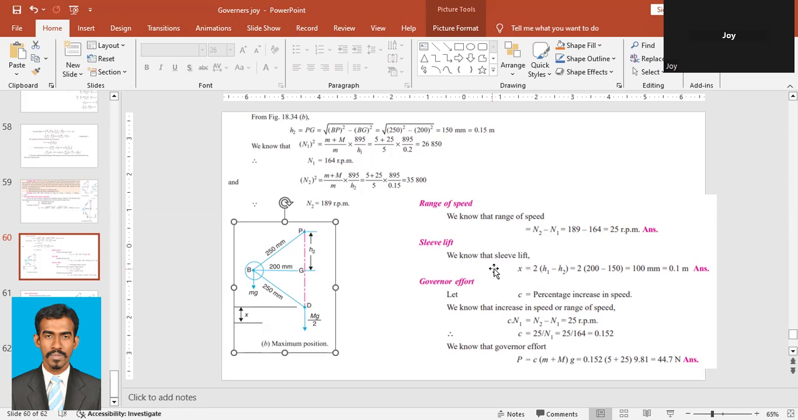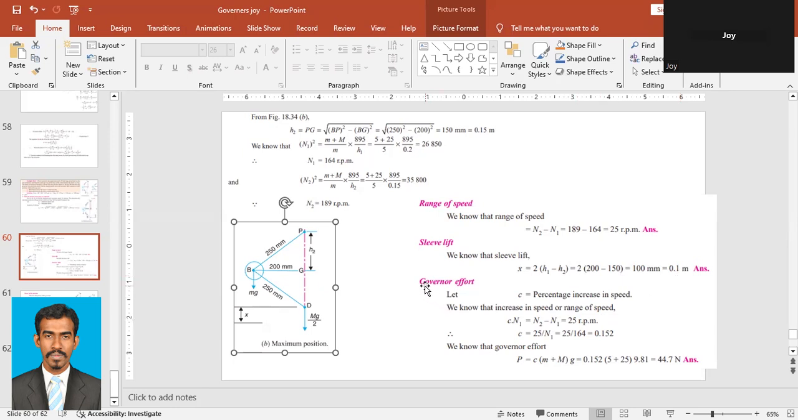And then we have the sleeve lift. You know that the sleeve lift X equals 2 into H1 minus H2. Why 2? Because there is an arm and there is an arm, so 2 arms. So here, 2 into H1 minus H2. H1 we have found 0.2, minus H2, that is 0.15, which is equal to 100 millimeter, that is 0.1 meter. So this is the sleeve lift.